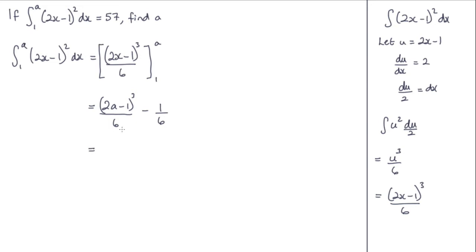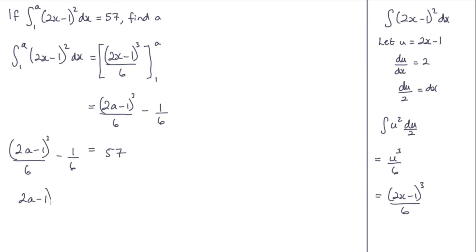Now I know that this whole thing is equal to 57. So let me rewrite this. I've got (2a minus 1) cubed over 6 minus 1 over 6, and I know that's equal to 57. Let's multiply both sides by 6 to eliminate this fraction.